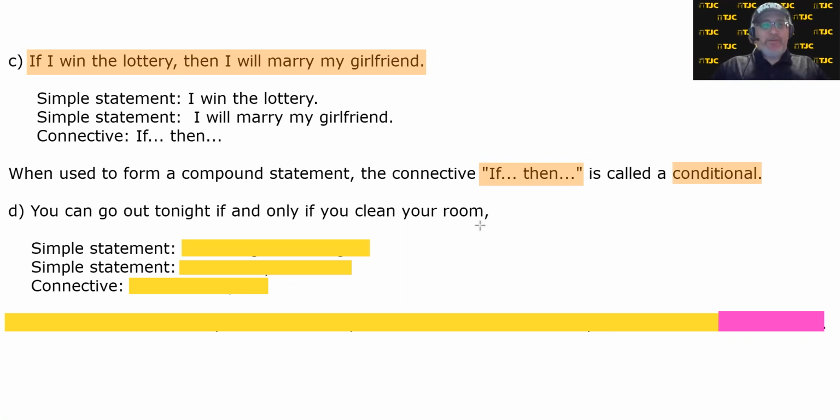All right, you can go out tonight if and only if you clean your room. Where's the first simple statement? Do you see it? The first simple statement is, you can go out tonight. What's the second simple statement? If and only if you clean your room? No, that's an incomplete sentence. If you clean your room, same thing.